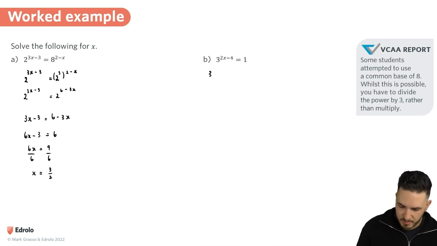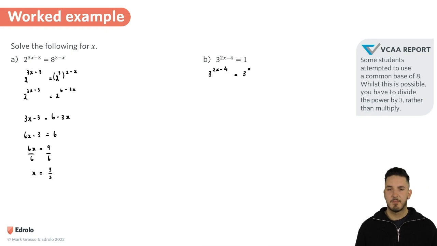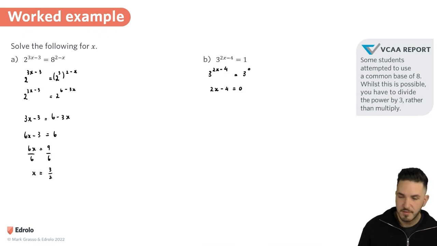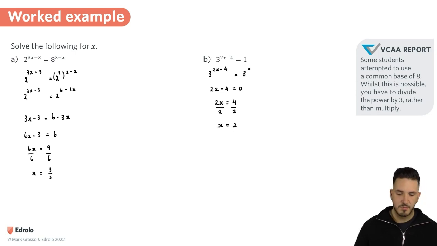So we would have 3 to the power of 2x minus 4 equals 3 to the power of 0. And now we have that same base, so it becomes 2x minus 4 equals 0. Add 4 to both sides, we get 2x equals 4. And finally, divide both sides by 2, and we have x equals 2. So that's part B.